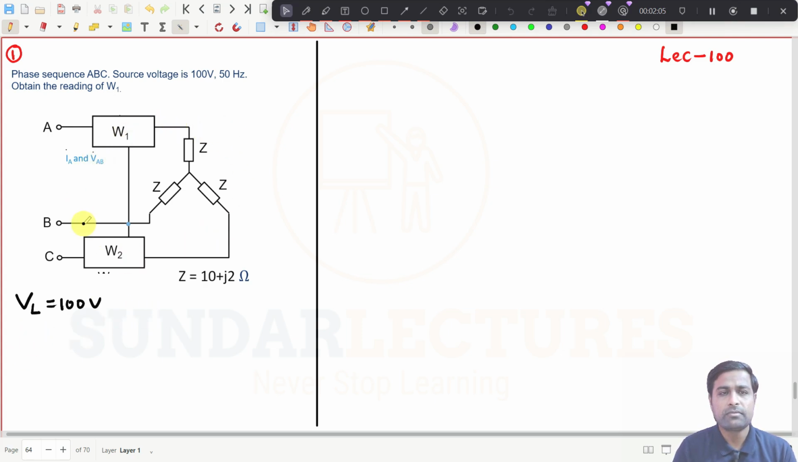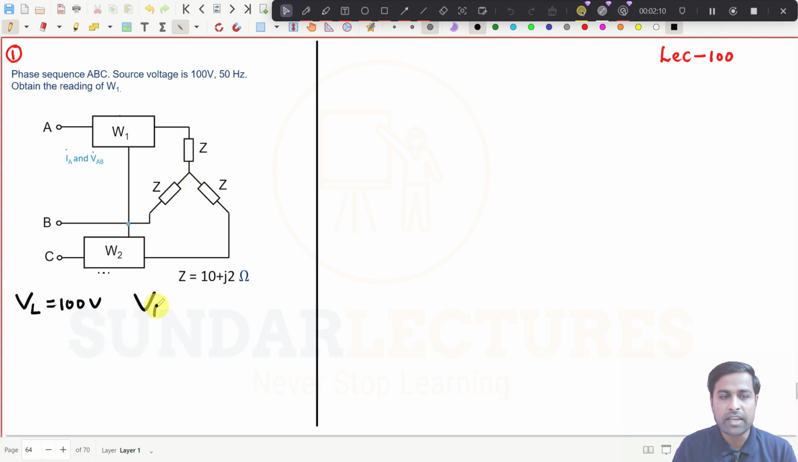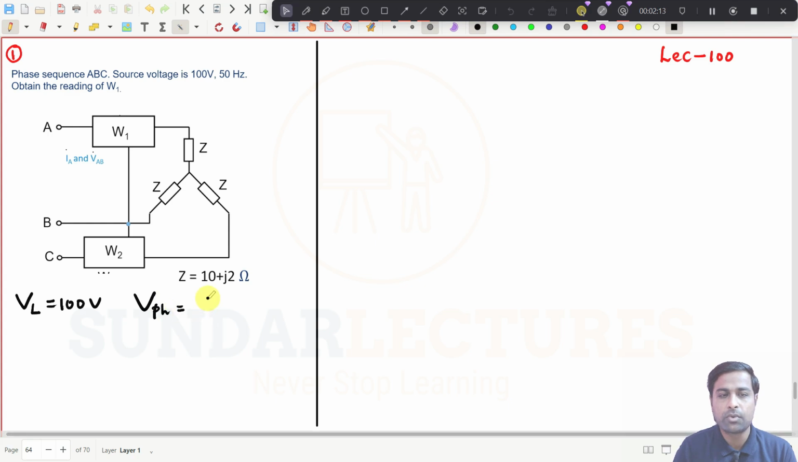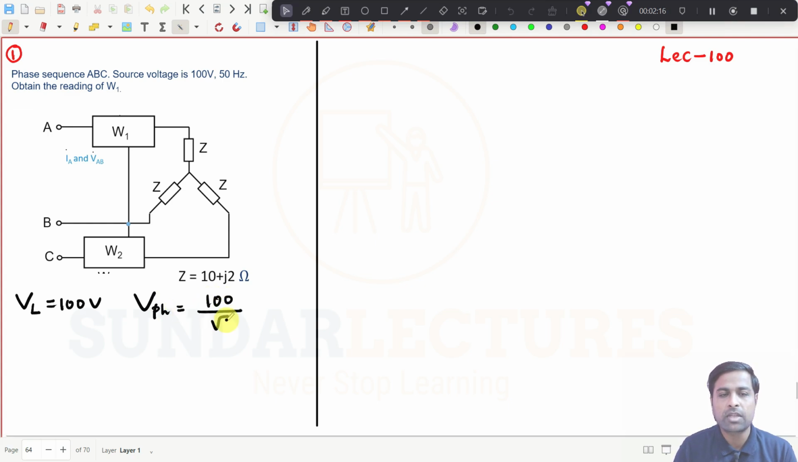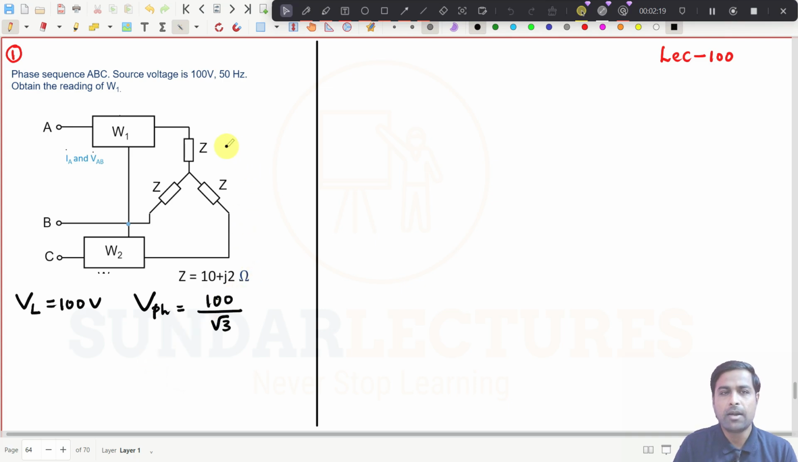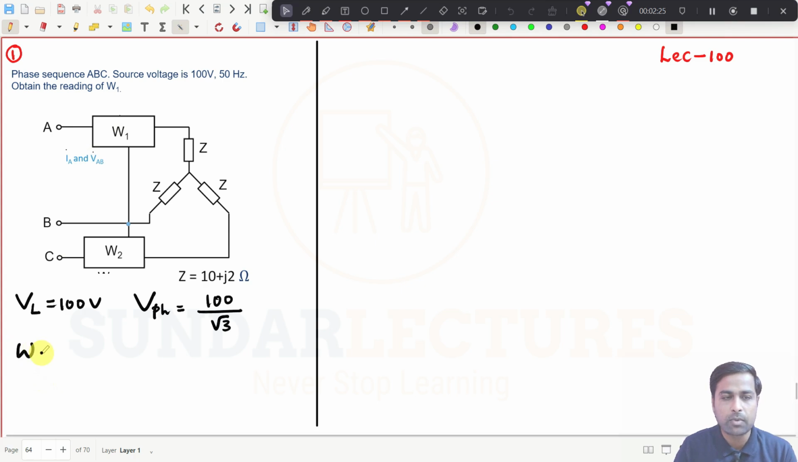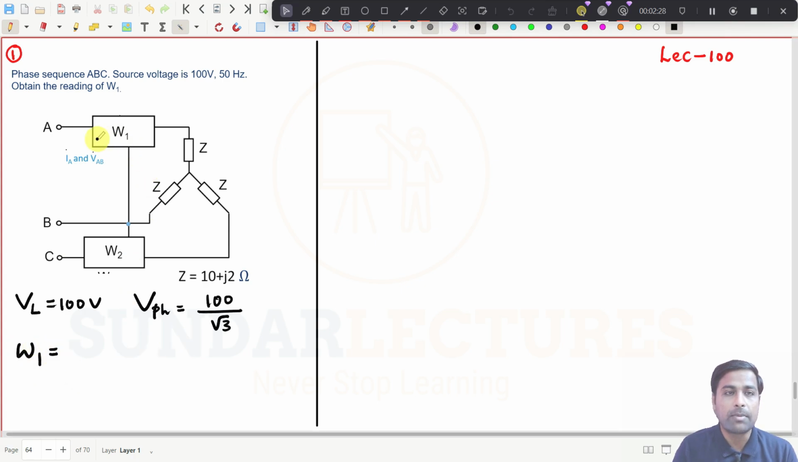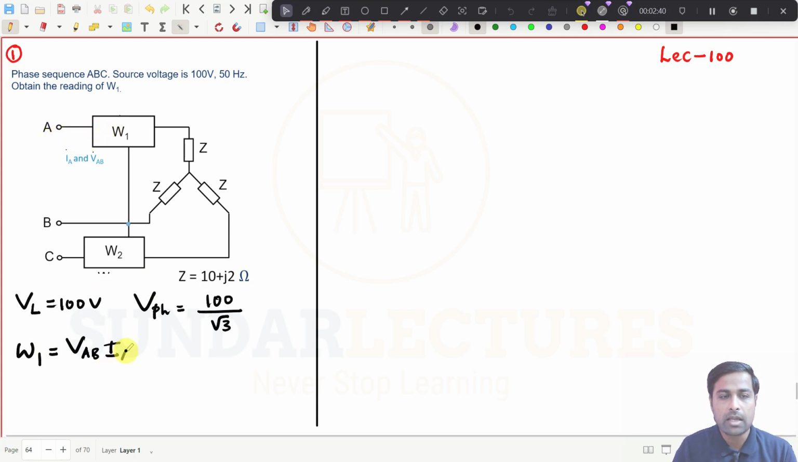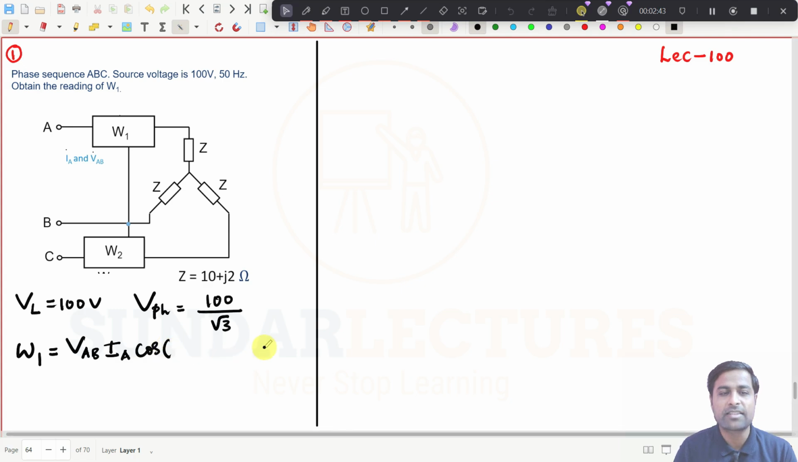Try to understand this one. This is a star connection, so in star connection, V phase is equal to 100 divided by root 3. This we know, that is the phase voltage. Next, we need to find W1. W1 is connected between A phase and B phase, so it will be VAB, the line voltage, times line current IA, times cos of this angle, which we need to find.